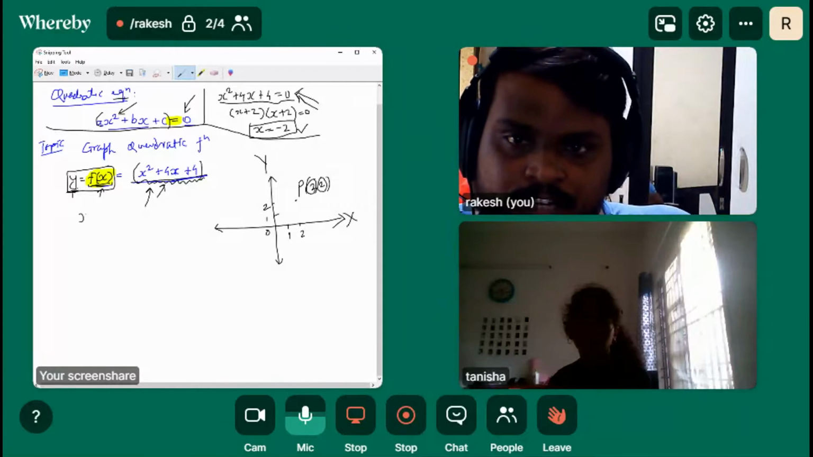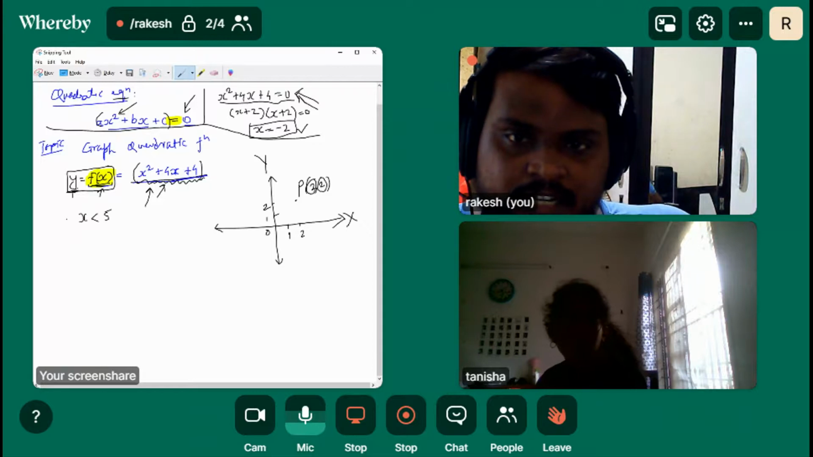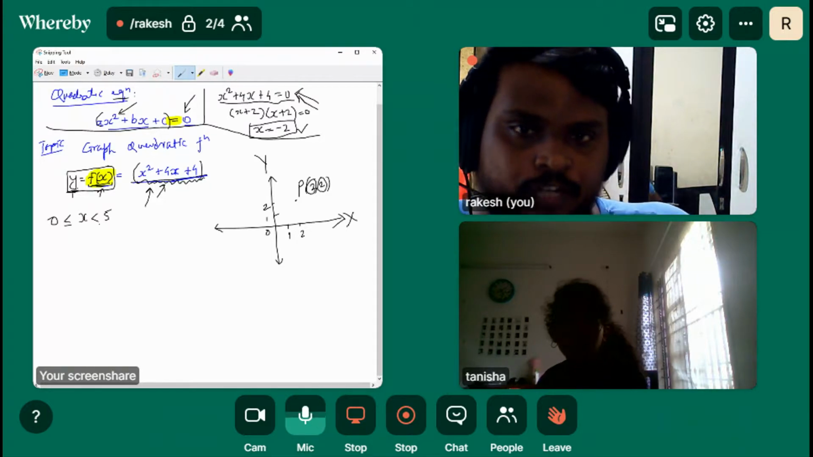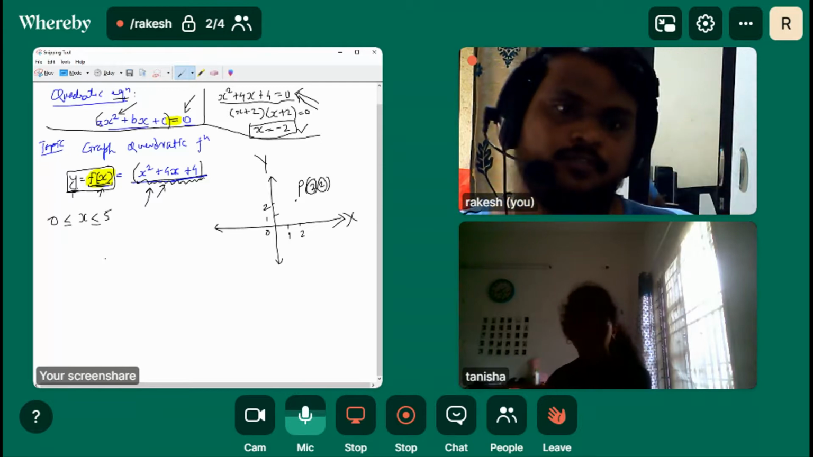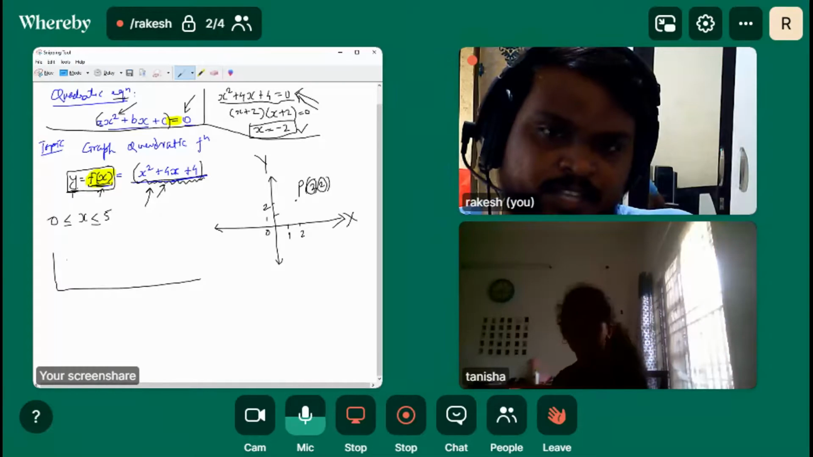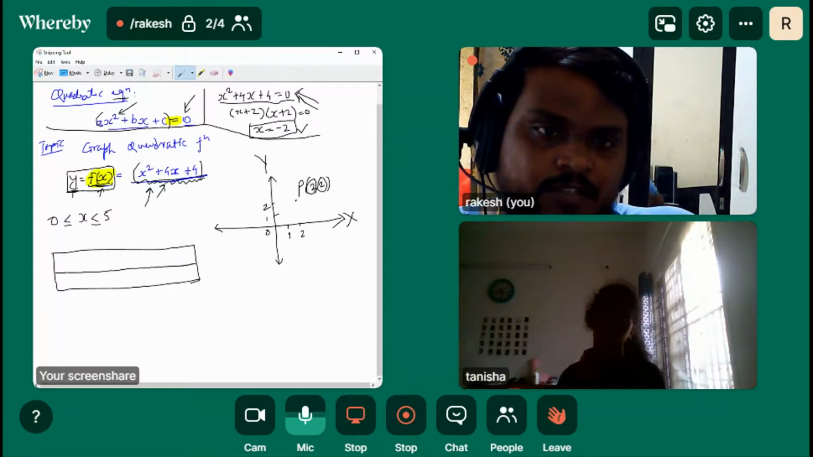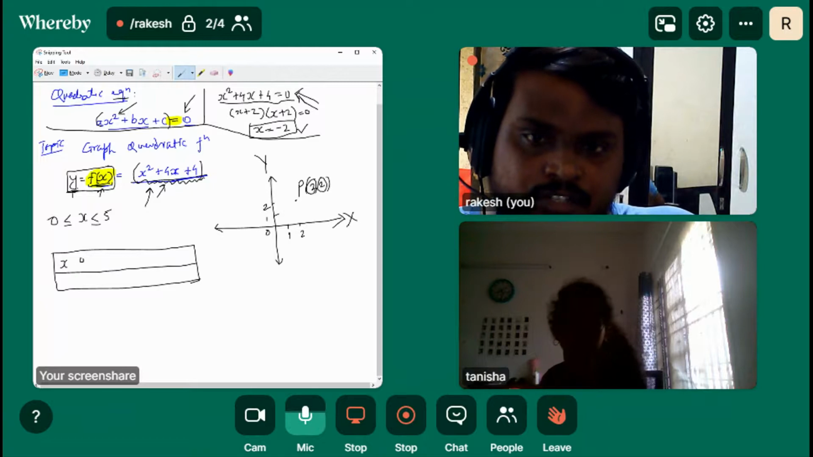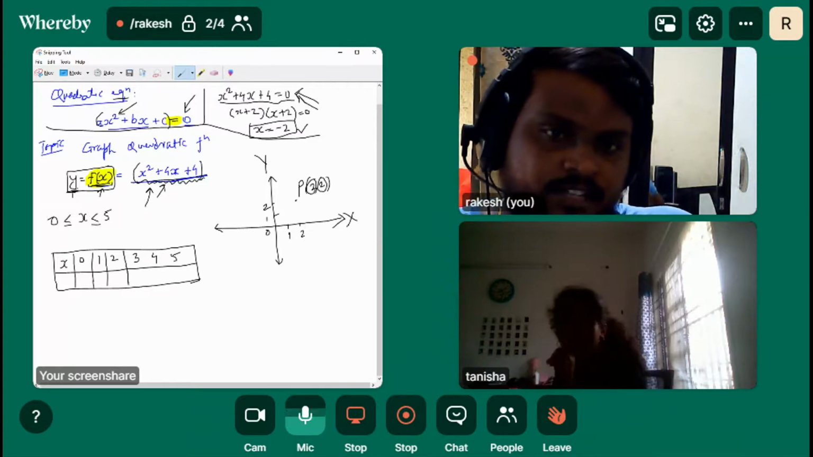In the exam they might give you the range for x. They might say x must be between 0 and 5, and you can include both the points. So within that x value we have to plot the graph of this quadratic function. That means you will have to find the corresponding y values when x is 0, 1, 2, 3, 4, 5. So this is solving it graphically.